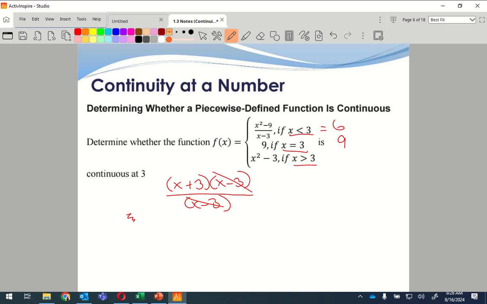Anyway, so this comes out to be 6. Automatically from here I could say that it's not continuous, right? So if any one of those parts fails, it is not continuous. There we go. Está muy fácil? Sí, sí.